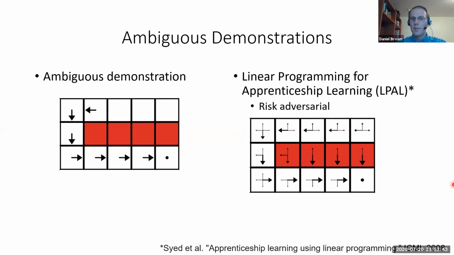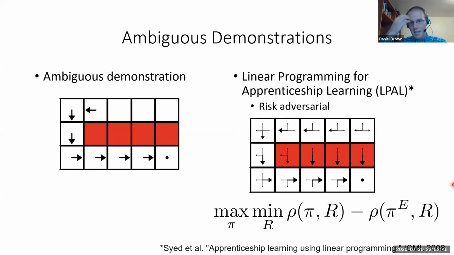We can also look at one of these risk-averse methods, such as the LPAL algorithm from Syed et al., which is really solving a max-min optimization, where it's trying to find the policy such that it's robust to the worst reward function that you could find. And this, as you can see here, uses the same baseline regret formulation. In this case, it assumes red is probably maximally bad, but for white, maybe there's no penalty to dilly-dally.